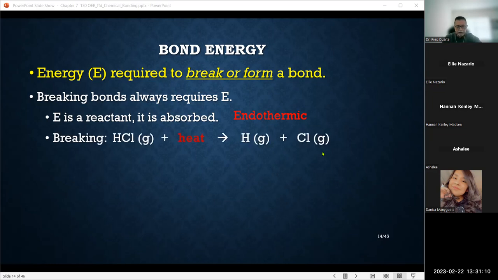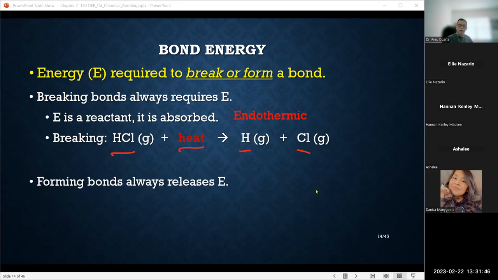Being an endothermic process means that energy, or heat, when we talk about heat, it's just the same as saying energy, because you have to put energy in and that creates heat. It is a reactant. It's on the reactant side of this chemical process. We're breaking up the bond of HCl. We have to put energy into the system to break it back into the individual atoms, separated.